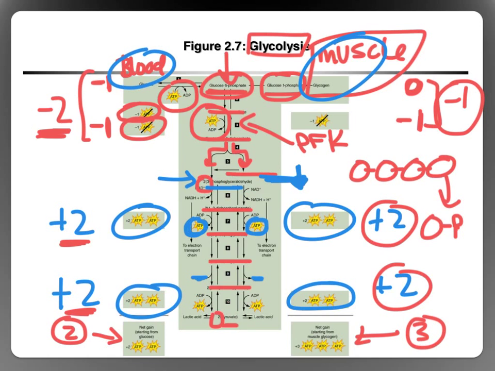Okay. At the end of, once we get pyruvate, now the body can do two things with the pyruvate. Okay. This pyruvate can enter the mitochondria and go on to aerobic energy production, or it can be converted to lactic acid. Okay. So lactic acid is not actually part of glycolysis. It's one of the next steps that can occur with pyruvate.